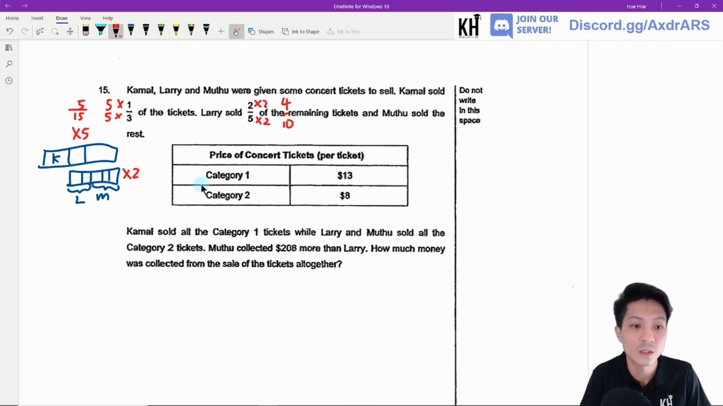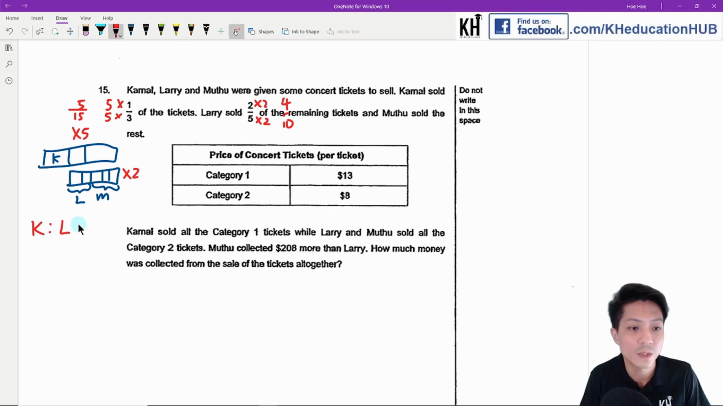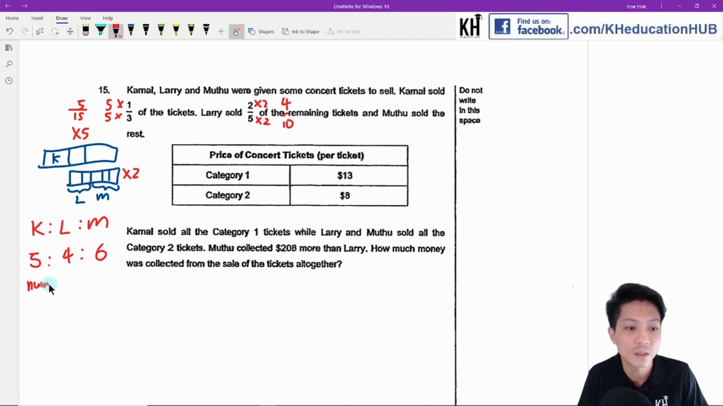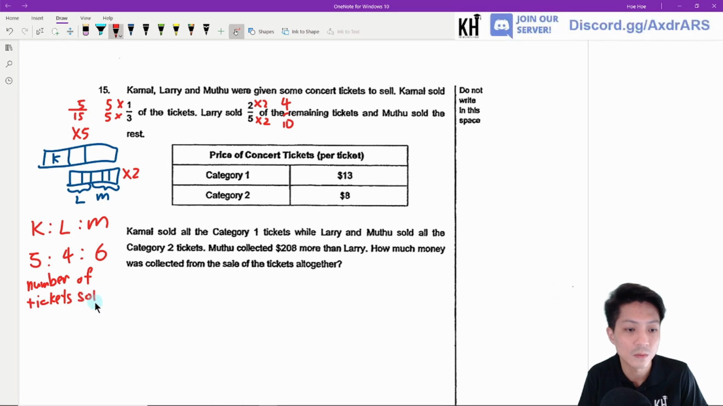Okay, so from here I know that K is to L is to M. K is basically 5 is to 4 is to 15 minus 9 will give me 6. Okay, this one is the ratio of the number of tickets sold.